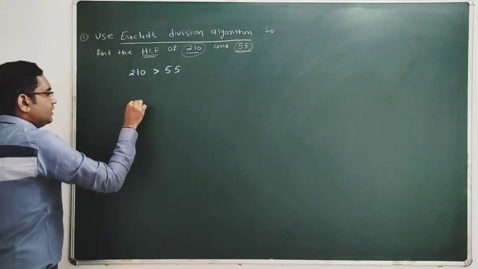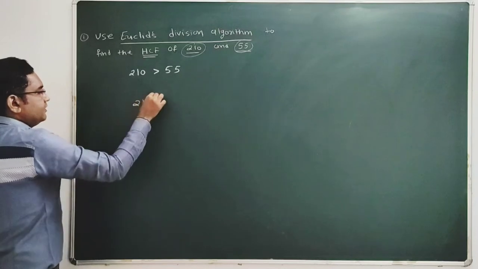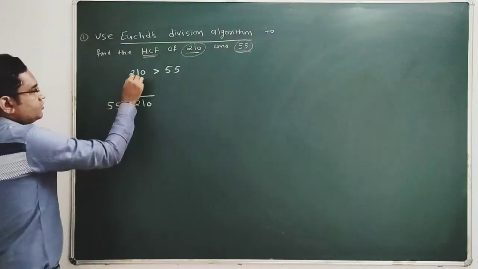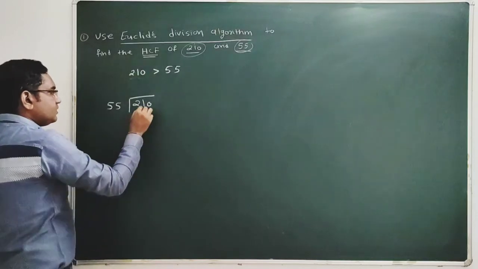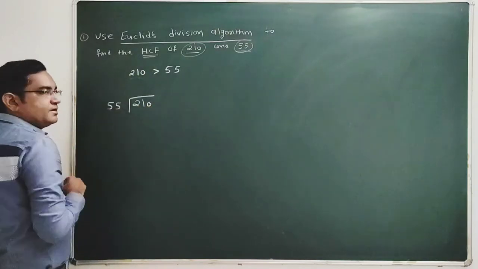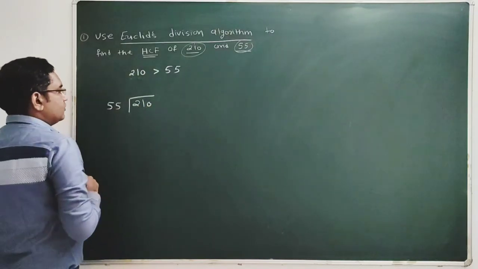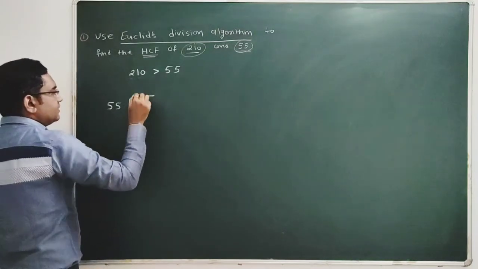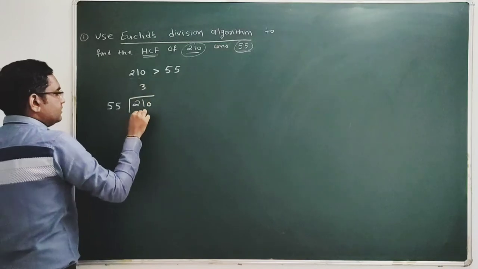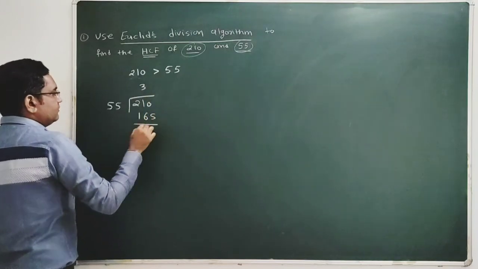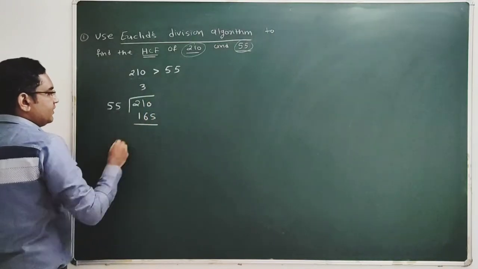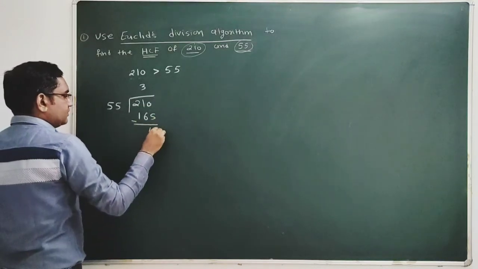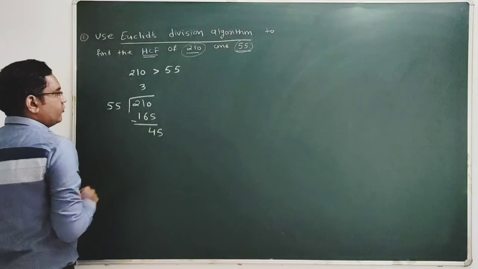So it's a 210 dividing by 55. So this 210 is dividend and this 55 is our divisor. So perform long division. Here 55 threes are 165. 55 threes are 165. So subtraction is 45. Subtraction of this one is 45.